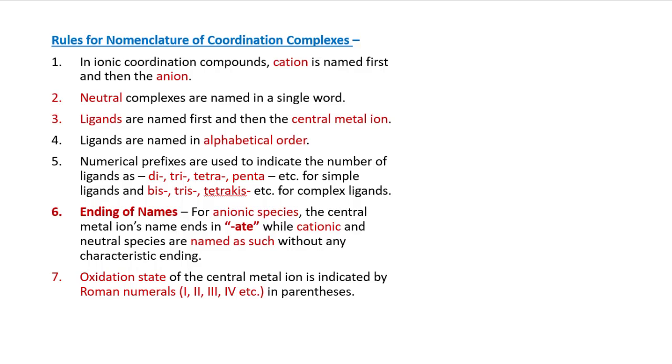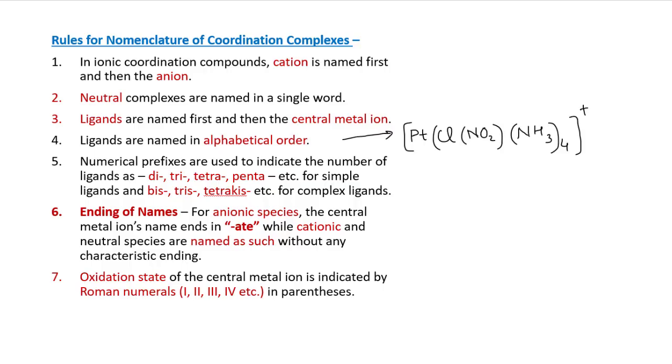Now the second rule says that neutral complexes which are not ionic have to be named in a single word. Then the third rule says ligands are named first and then the central metal ion, that we have seen in our discussions in the earlier slides also, that we name the ligands first followed by the central metal ion. Now the fourth rule says ligands are named in alphabetical order. So this we will see while discussing this example.